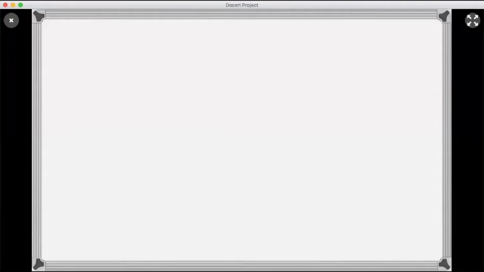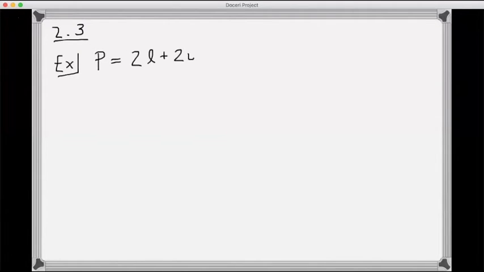All right, in section 2.3, we're going to be talking about manipulating formulas. Manipulating formulas. And so what we're going to be given are different formulas. You might have something like P is equal to 2L plus 2W. This is the perimeter formula. And what you're going to be asked to do is to solve for W.